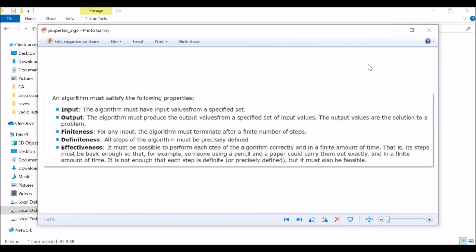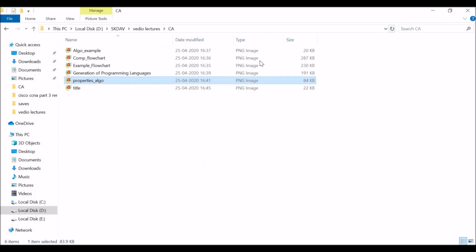Firstly, it must take an input, it must give some output, it should terminate within a finite number of steps. Each and every step should be very definite, precise and unambiguous. And lastly, it should be effective. It should terminate within a feasible amount of time. It shouldn't keep on running indefinitely. So this was all about algorithms.